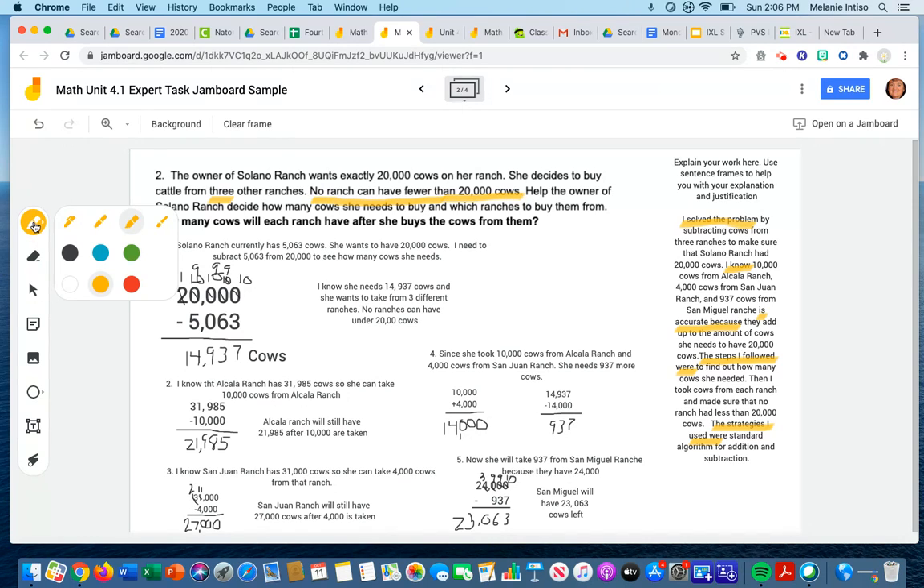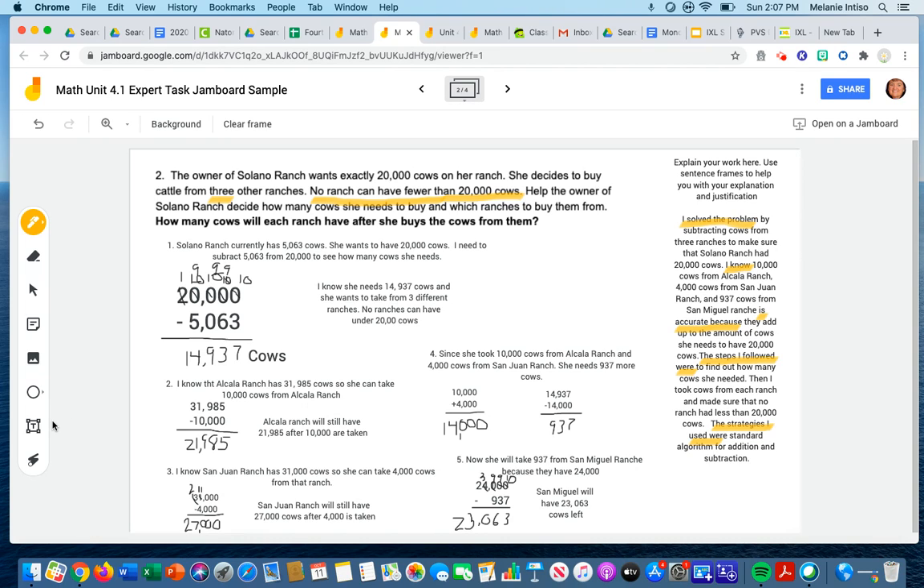So it's important that your final answer does not make any of the ranches have under 20,000 cows. So for instance, if I were to use Paso Roble Ranch, which only had 20,118, I can only take 118 out of it because you don't want to make it under 20,000. Likewise, in the Sunrise Ranch, they only had 20,032, so I could only take 32 cows out of that.